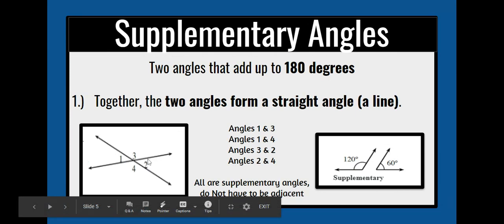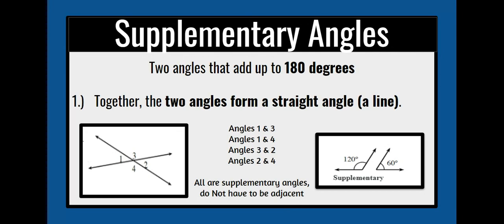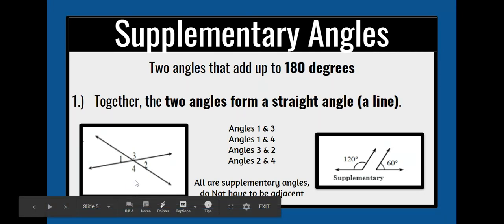And 2 and 4 are forming this line. So those are all the possible supplementary angles that we can see there. Now, supplementary angles do not have to be adjacent, like in this picture, they're adjacent to each other because they're sharing a side to form that 180 degrees.